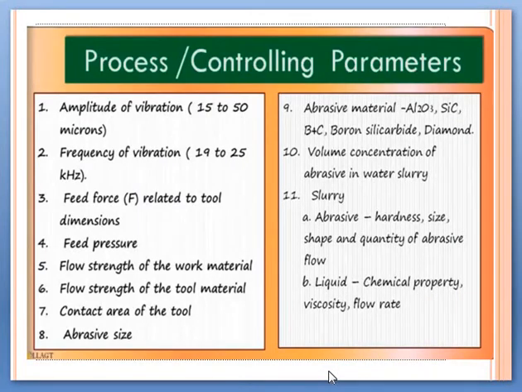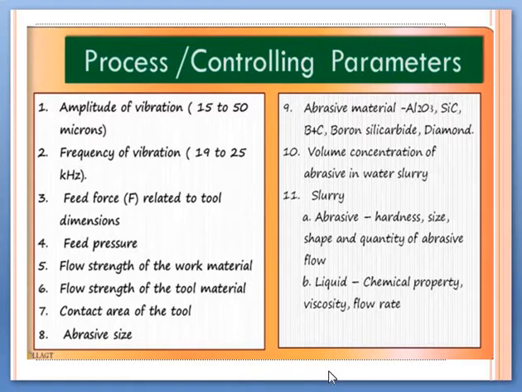There are different process parameters that must be controlled while carrying out the ultrasonic machining process. First, we will consider the amplitude of vibration. Whatever the vibration amplitude, it should be as low as possible. It will be between, as we discussed, 15 to 50 microns. Whatever the frequency of the vibration, it will be up to 25 kilohertz.